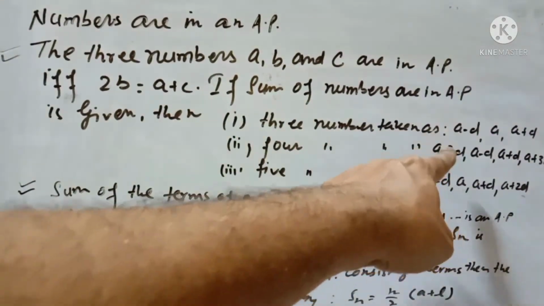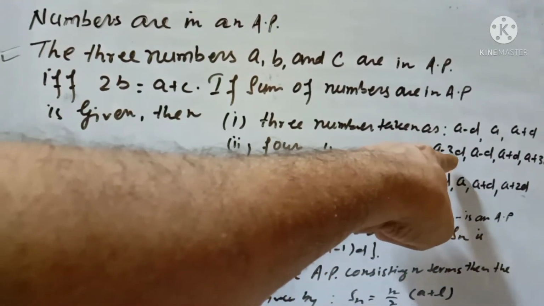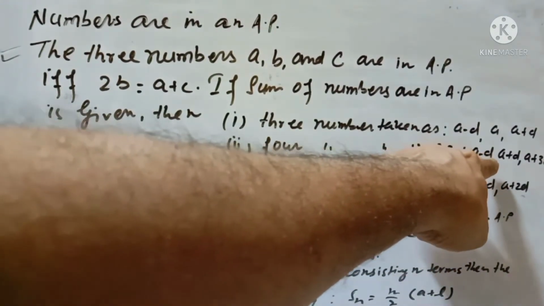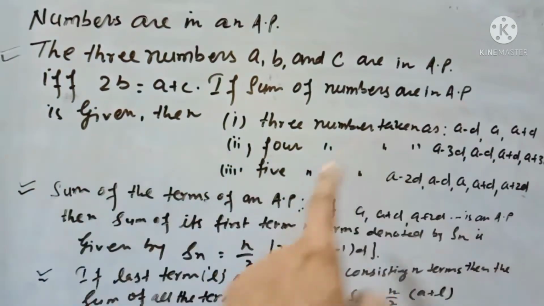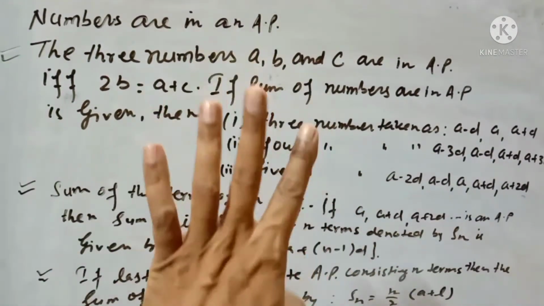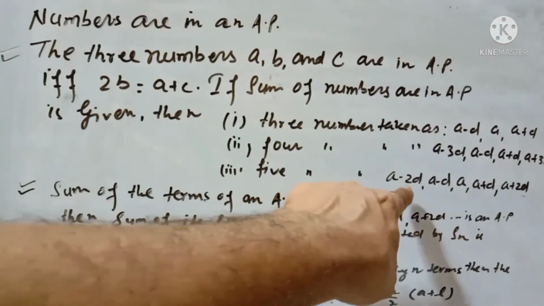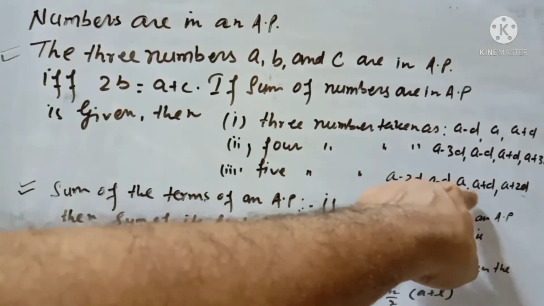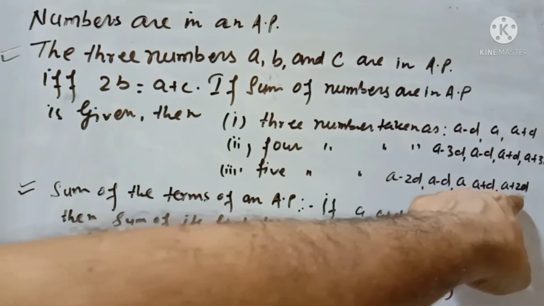Four numbers we will take like a minus 3d, a minus d, a plus d, a plus 3d. If five terms are there and the sum of the terms is given, then the five terms are a minus 2d, a minus d, a, a plus d, a plus 2d.